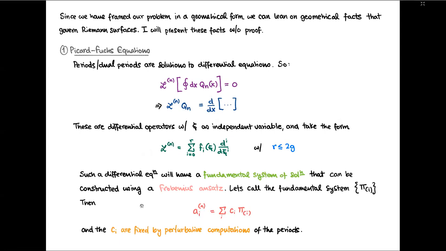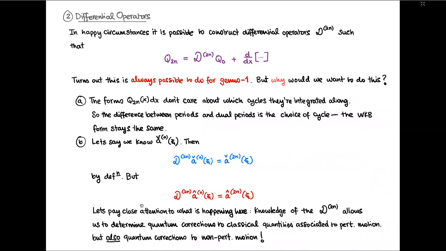So that's the first statement, that we're going to use the Picard-Fuchs equations. The second is the existence of certain differential operators. In happy circumstances, and I'm going to explain what those are, it is possible to construct differential operators d2n such that q2n, which is the 2nth quantum WKB action, is given by d2n, a particular differential operator, acting on q0 up to total derivatives. It turns out that this is always possible to do for genus one.